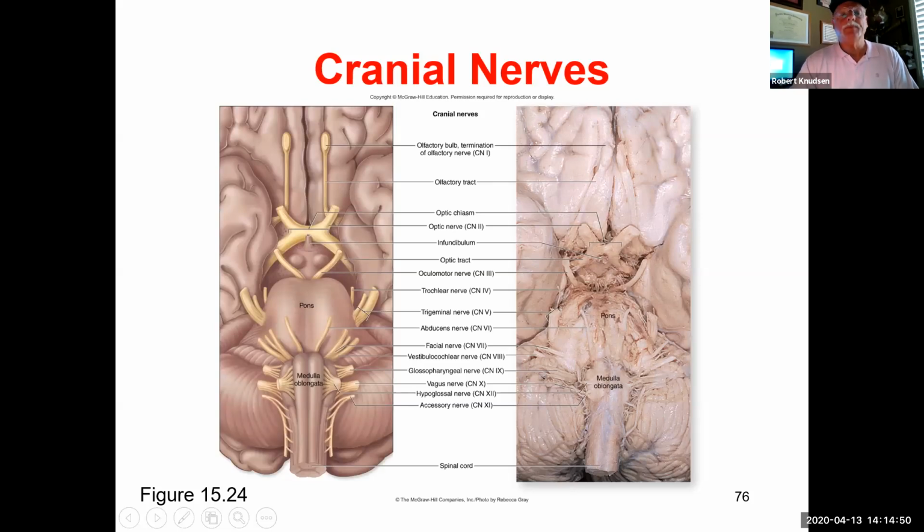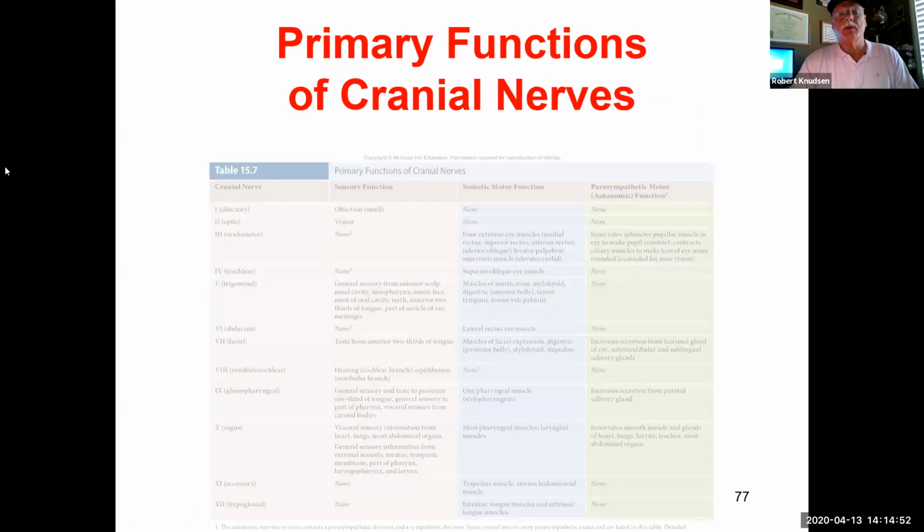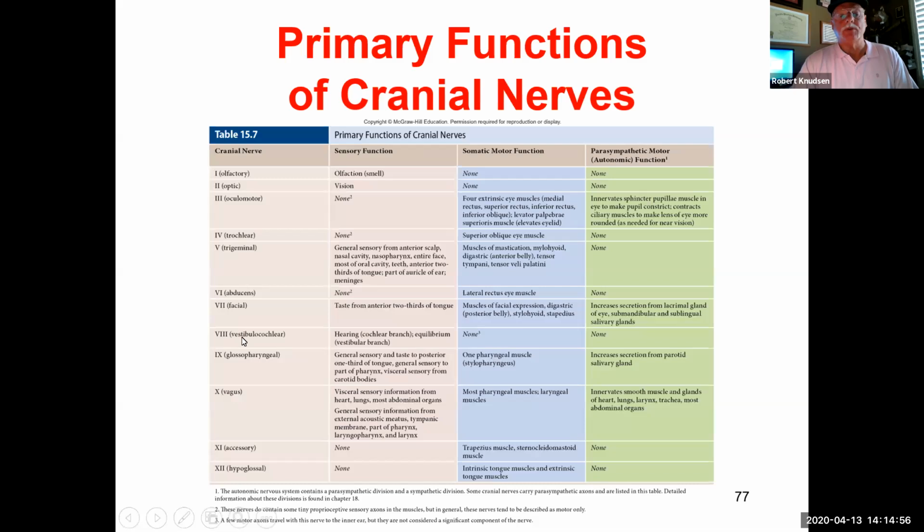Here's a table. See, it says olfactory. Olfactory, optic, oculomotor, trochlear, trigeminal, abducens, and all the way down to hypoglossal, which is number 12. And it says if it's sensory, if it's motor, or it's autonomic. You don't need to know that. All you need to know is it's only going to be one of these. So sensory, olfactory is sensory. So it falls under smell. Optic is vision. See how it says none and none? Okay, so I want the general functions of those. You got it? Okay.